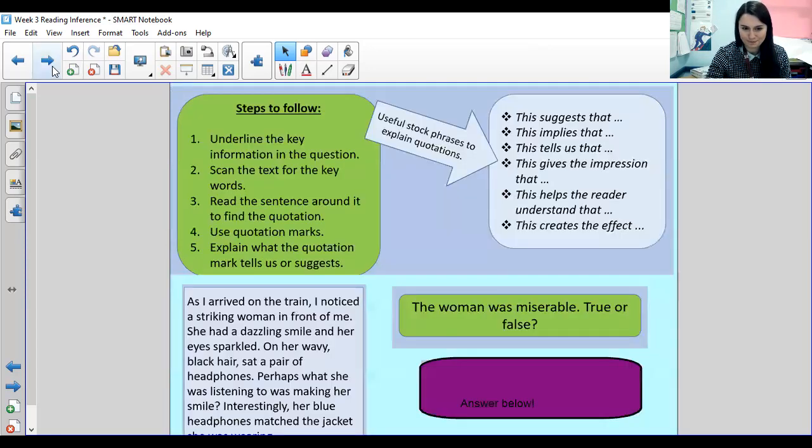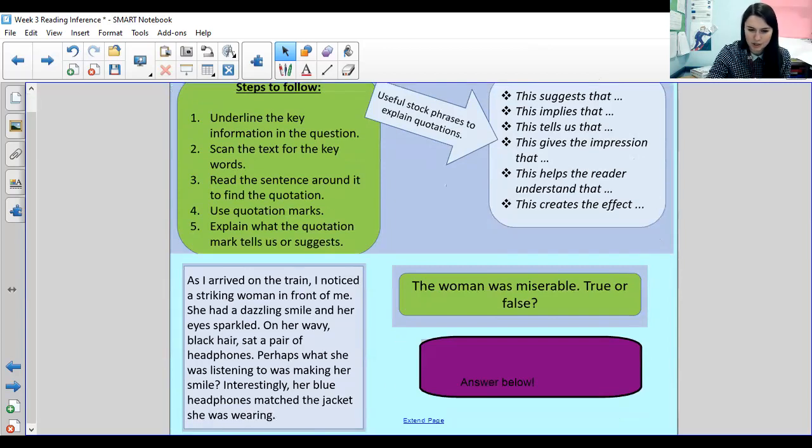So I'm using my inference skills to work out all of these things about this picture without having to be told. When we are answering inference questions, it's really, really important that you underline the key information. You then scan the text looking for the clues that it has suggested you will need. You then give your evidence from the text. So if we say, yes, the girl is happy because she is smiling, I have given my evidence. I can't just say, yes, she's happy. This has to have evidence with it. So we use things like "this suggests," or "this implies," or "this gives the impression that."